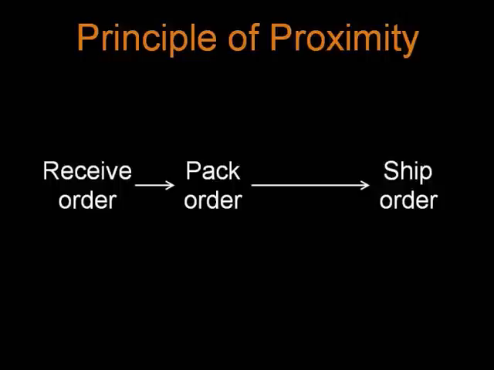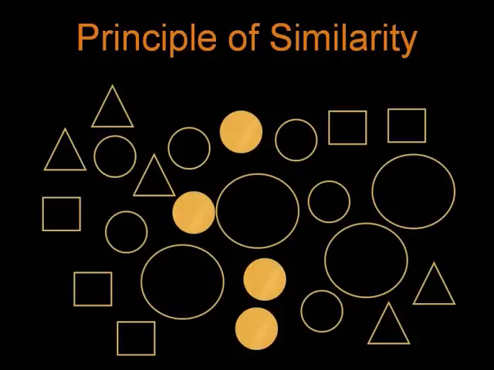That means that when you're drawing a diagram, if you're going to separate things out in terms of space, there needs to be a reason. So in the example that we've got here, ship order is much further away from receive order and pack order, and it needs to have a reason for doing it. It can't just be whimsical or incomplete. It needs to have a purpose.